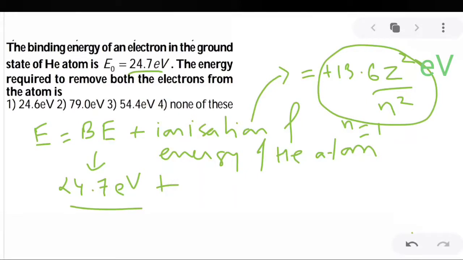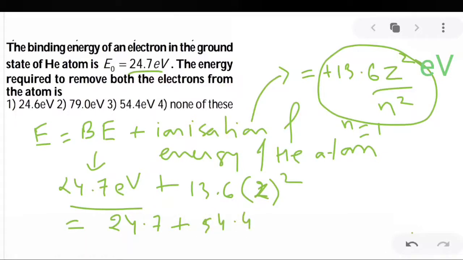So binding energy already we have 24.7 electron volt. So ionization energy will be 13.6 into Z square. Now helium means Z equal to 2. So this is 2 square. Okay. So simplifying this, we will have 24.7 plus this is 54.4. Okay. So that is equal to approximately 79 electron volt. Okay. So that is option 2. So option 2 is the correct answer.